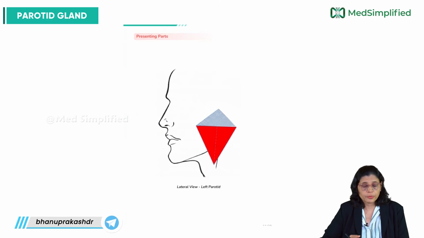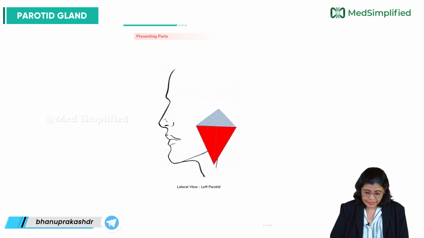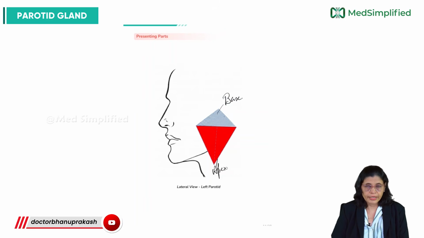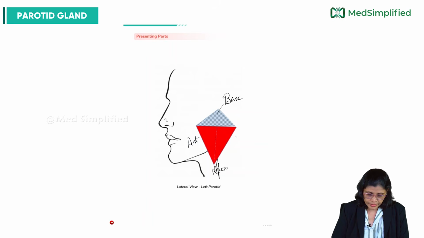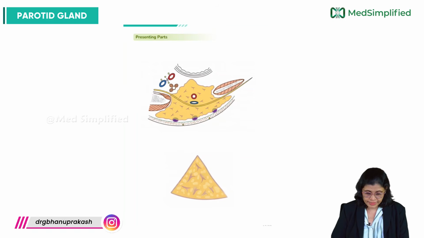Now when we see its position in the parotid region, we can see the parotid gland as an inverted pyramidal shape with the apex directed downward. So this will be the apex. The base will be around the ear. So the base, we also call it the superior surface. So this will be the anterior border, and this will be the posterior border, and the medial border will be towards the inside.